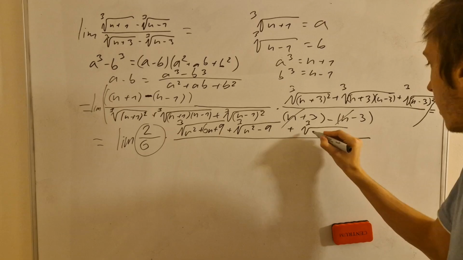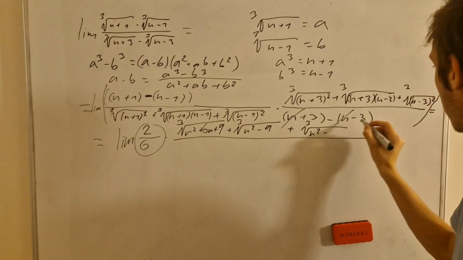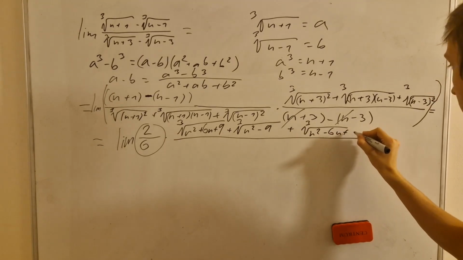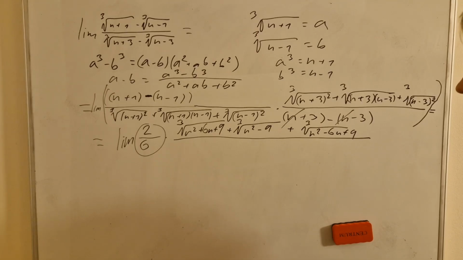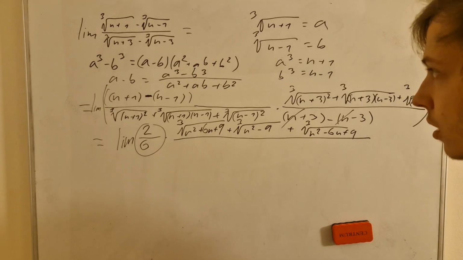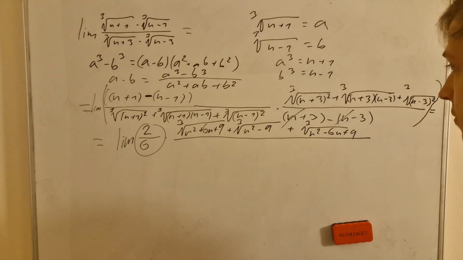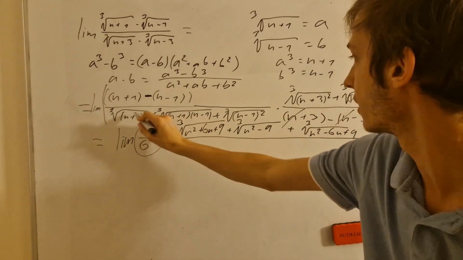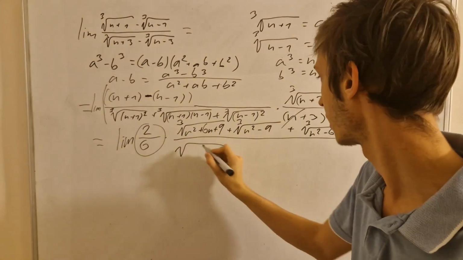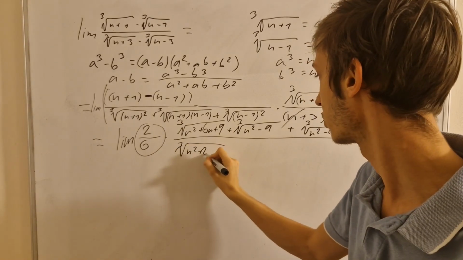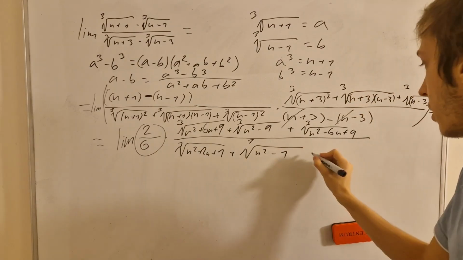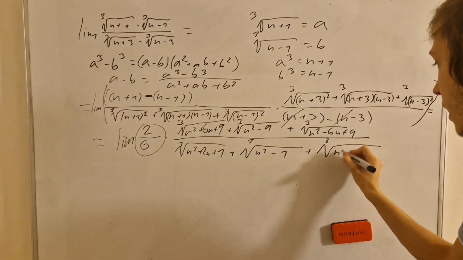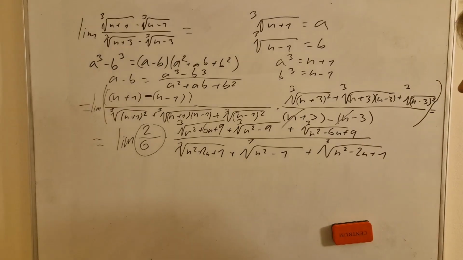So n squared minus 6n plus 9. Alright, so we have that. And then the denominator will be this thing. Well, we'll do the same thing. Third root of n squared plus 2n plus 1, plus third root of n squared minus 1, plus third root of n squared minus 2n plus 1.